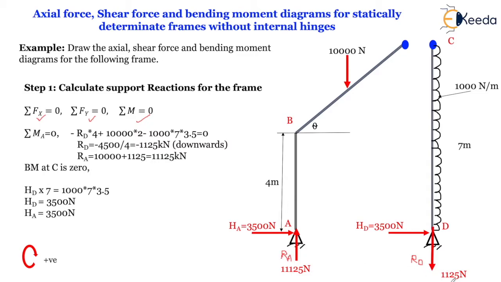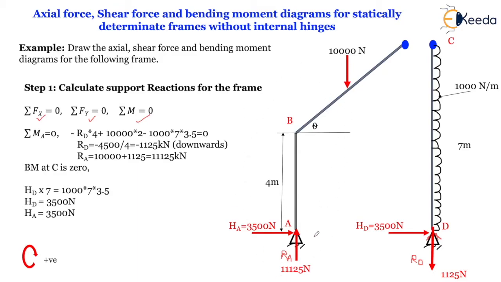So we can write RD into 4. Now I have written it after getting the reaction, otherwise we will show it like this only. So RD is going in negative direction, anti-clockwise direction. So we have written RD into 4. This distance is 4 meter. Then there is this particular point load acting, 10,000 Newton, load into perpendicular distance. So towards A, this perpendicular distance is 2 meters. So 10,000 into 2, and this is making a clockwise rotation.